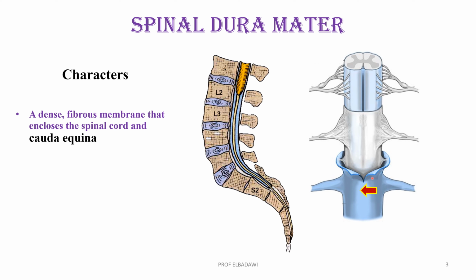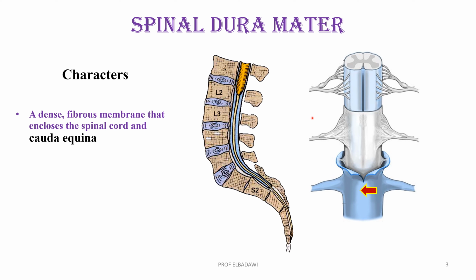The main difference between both layers, the endosteal and the meningeal, is the nerve supply. The nerve supply of the endosteal is somatic, so it is very sensitive to pain and somatic pain stimuli. But the inner layer, like that of the spinal cord here, is not sensitive, being supplied by autonomic nerves.